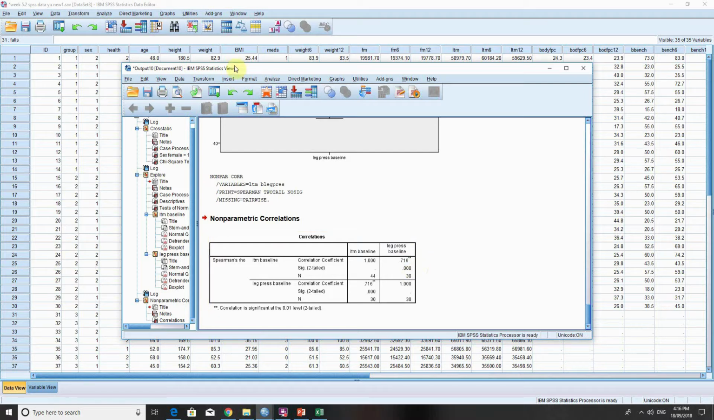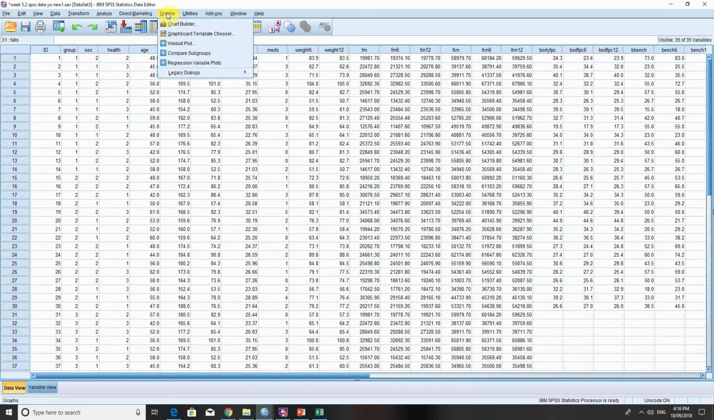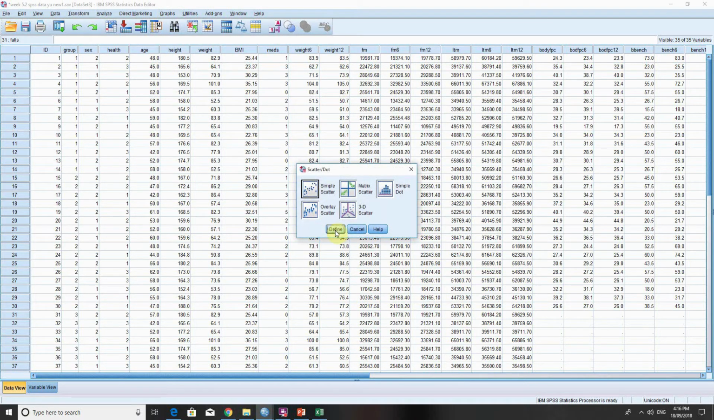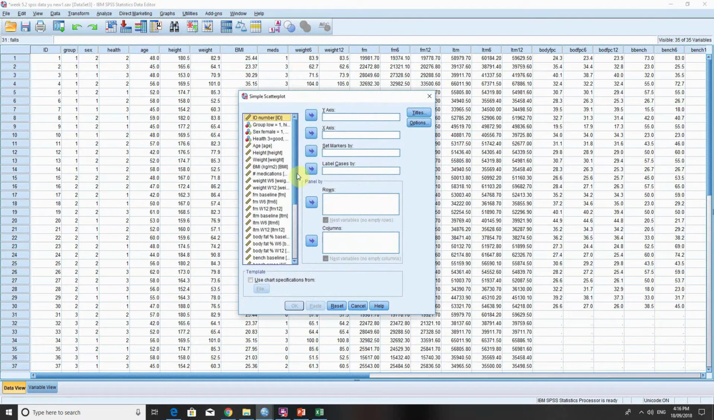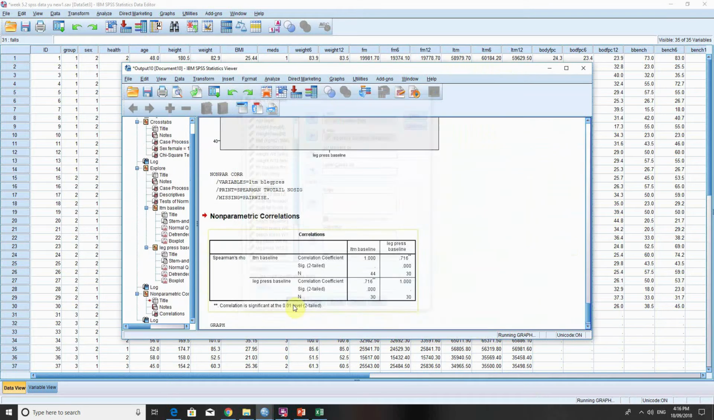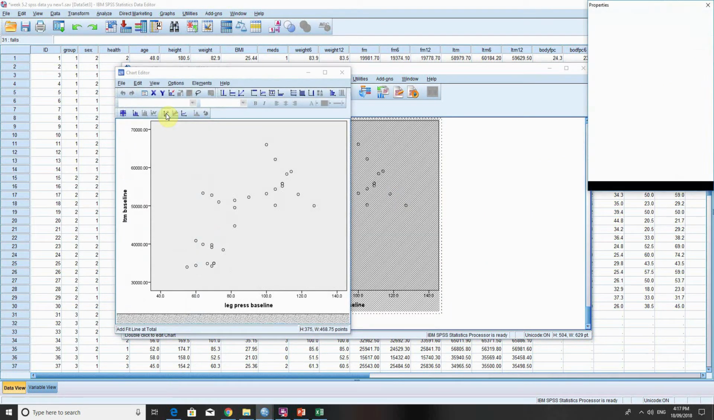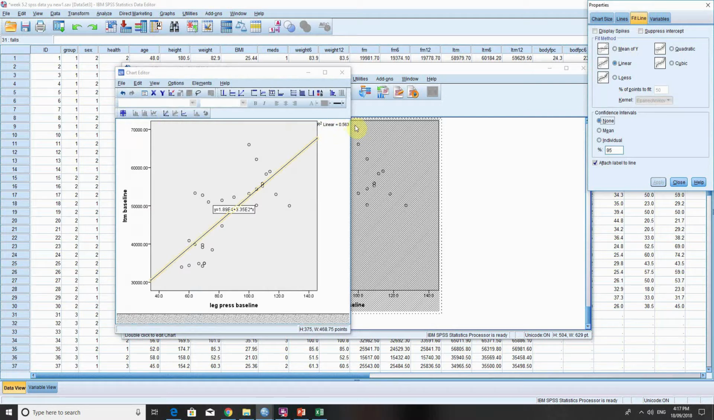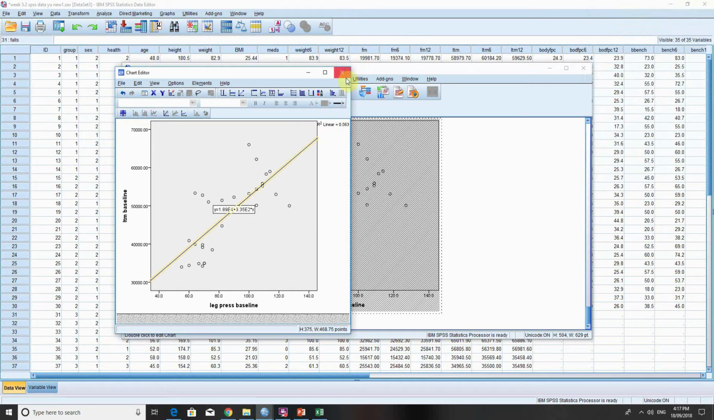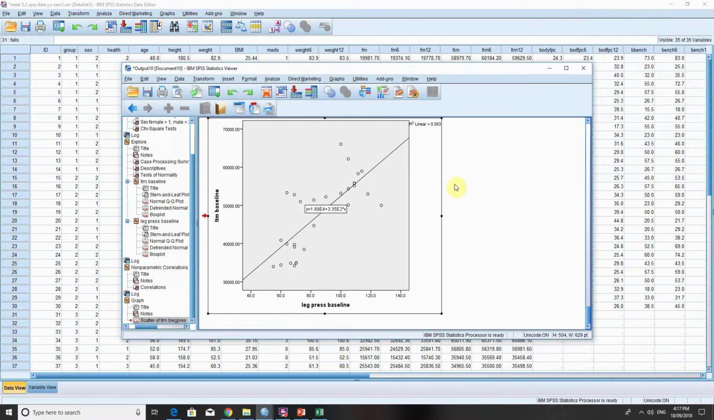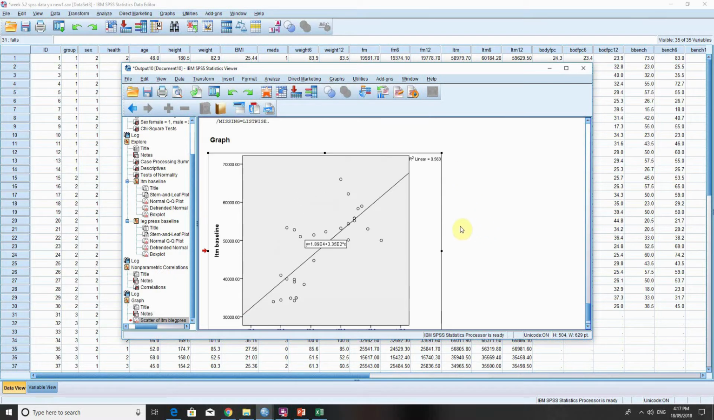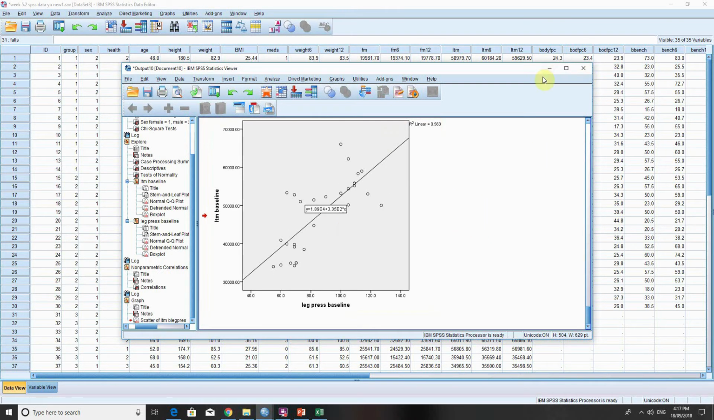Or if you've forgotten how to get it on SPSS and you like to do it on SPSS better, you can go to Legacy Dialogs and Scatterplot, click Simple Scatter and define that, and we can put LTM baseline against leg press baseline. We can double click on that and we can fit a line, and that will give us our R squared value. It depends what you guys like better. If you prefer to do it on a calculator, that's fine. If you prefer to do it on SPSS, this is the way to do it.